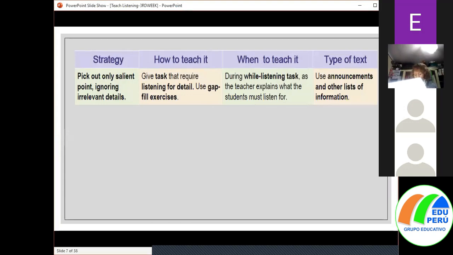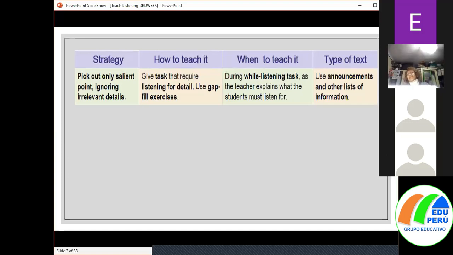Pick out only salient points, ignoring irrelevant details. This is one strategy. How to teach it? Give tasks that require listening for detail. Here you could use again gut feeling exercises. Now we are going to change the sub skill. The previous one was listening for gist, to get the general idea. Now is listening for detail. So they must understand every detail, every piece of information from the test. They are listening. And one of the ways that we could check that is using gut feeling exercises.